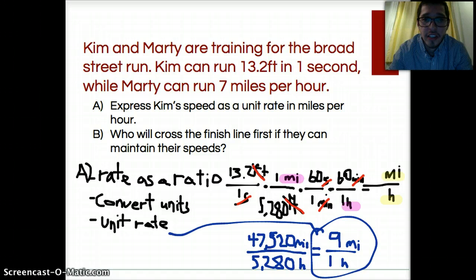So for the final part, you say, alright, well, 9 miles per hour is faster than 7 miles per hour. And so it looks like Kim's going to win that race.